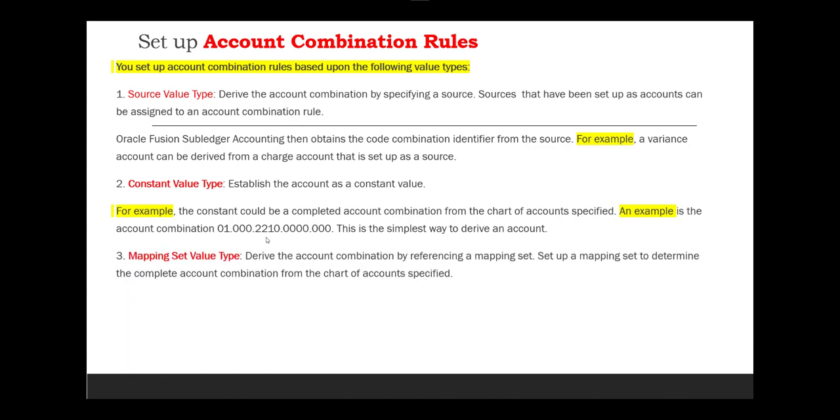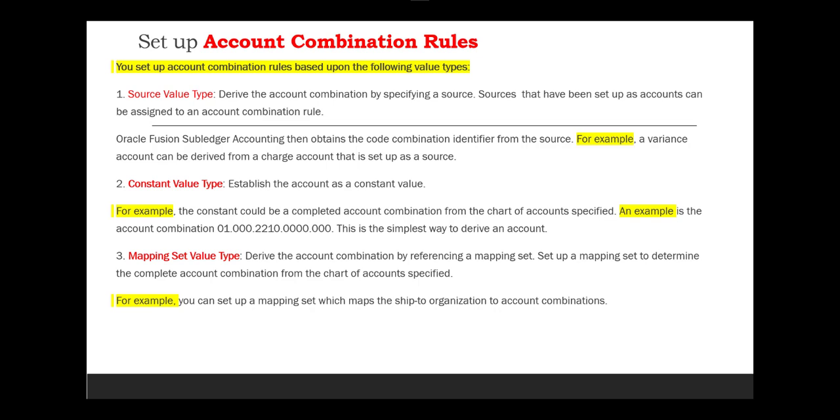Else, mapping set. Mapping that derives the account combination by referencing a mapping set. Set up a mapping set to determine the complete account combination from the chart of accounts specified. Also, we will see later that we will create a mapping set. For example, if I need to derive accounting depending on the transaction type, in this case you have to first create a mapping set to tell the system that this mapping set is for transaction type: if the user enters transaction type X, the account will be Y. If the user enters transaction type Z, the account will be Z, and so on.